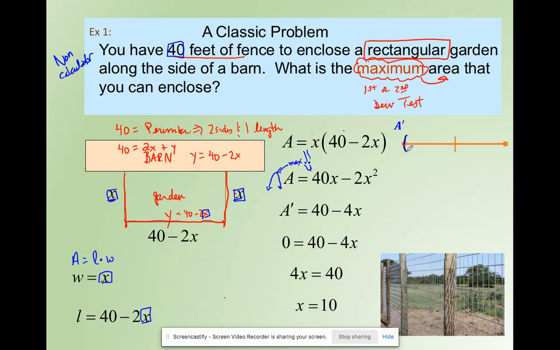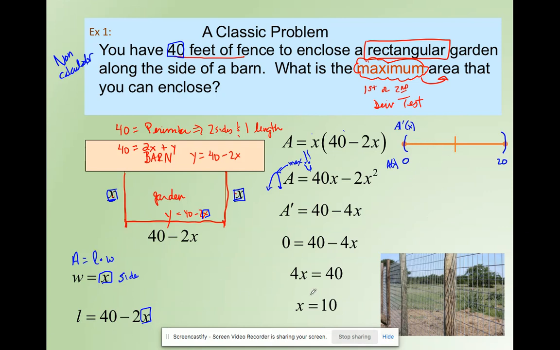So you're going to start at 0, which is not really an endpoint, right? Because you're not going to use 0 fencing to make a rectangle. And then what's over here? Remember, x is a side. What's the longest x can be? Is it 40? No. Remember, how many sides do you have? Right? The longest side you can have is 20.